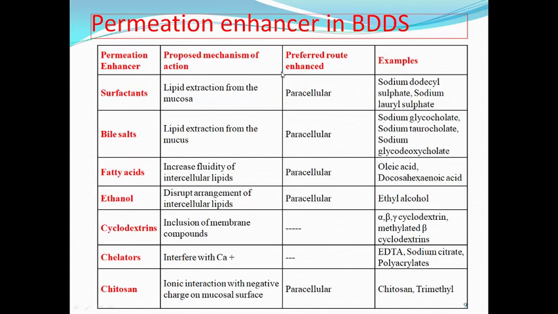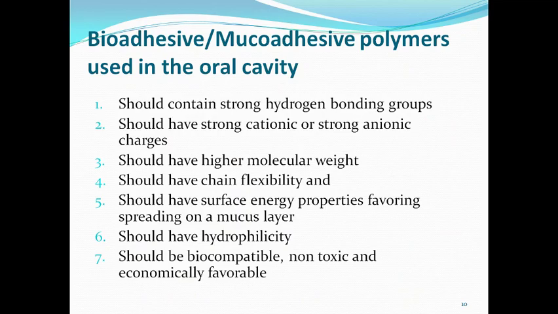These are some permeation enhancers which are mainly used in buccal drug delivery systems. Here you can find them classified as surfactants, bile salts, fatty acids, ethanol, cyclodextrin, chelators, and chitosan. Mostly they prefer the paracellular route for enhanced absorption, and some examples include sodium dodecyl sulfate, sodium lauryl sulfate, some bile salts, cyclodextrins, etc.